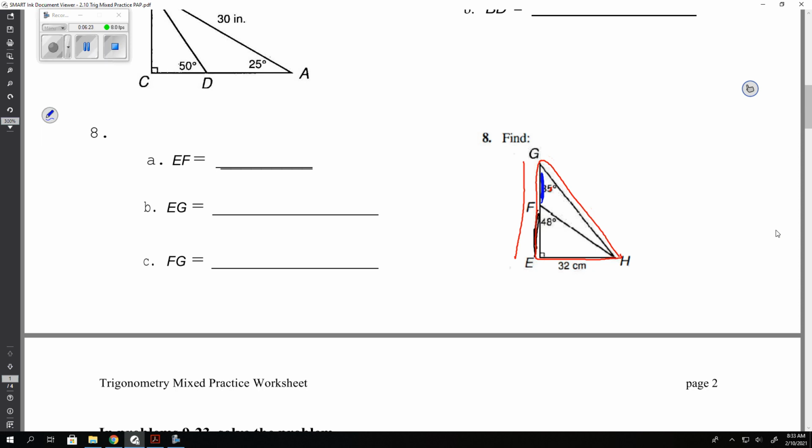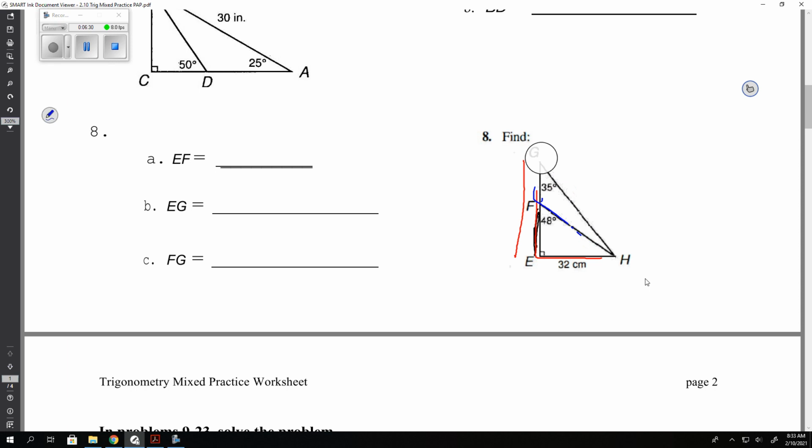Trig can only be done on a right triangle. Yeah, so is this a right triangle? No. So do y'all see how we're going to have to actually think about this.